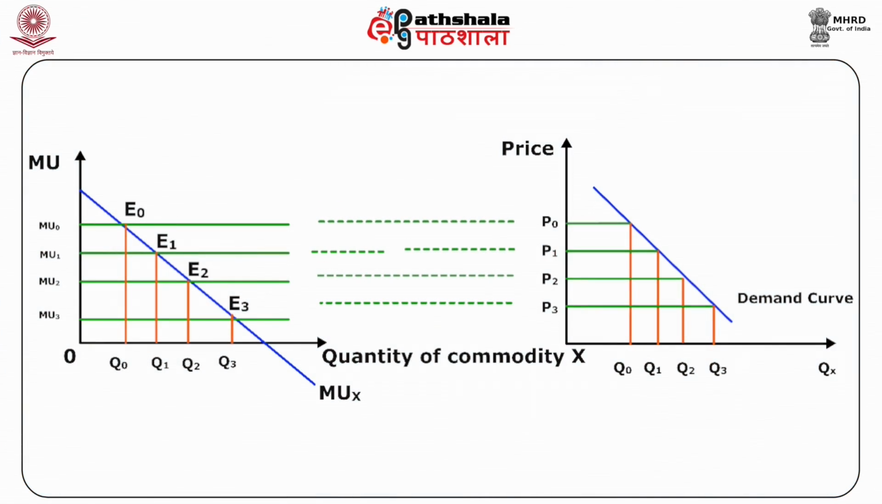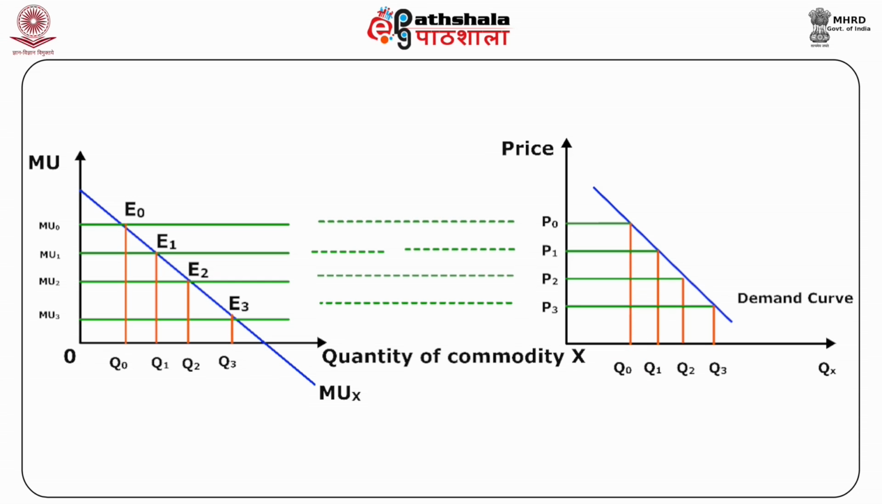Let us understand it graphically. The left hand panel shows the equilibrium of the consumer under cardinal approach. It shows that if the price of the commodity changes, then the equilibrium quantity where the consumer maximizes his utility, that is MUX is equal to Px, also changes. Suppose that the consumer is in equilibrium at point E0, where given the price of X at P0, MUX is equal to P0. Here the equilibrium quantity is OQ0.